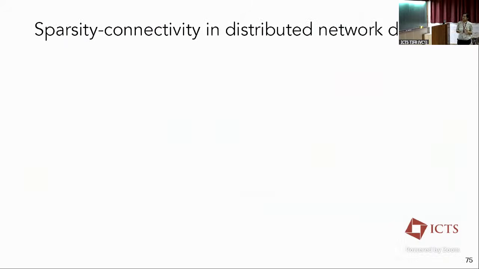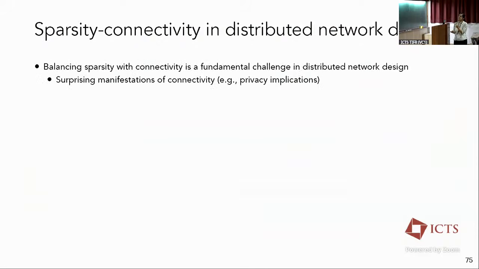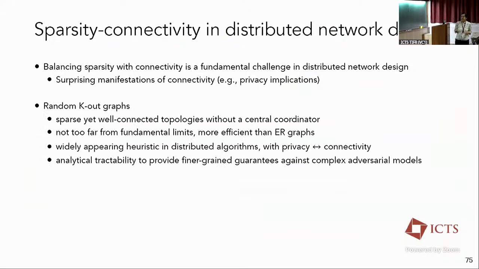Okay, so I will summarize this, but I really want to take some time to think about some problems that are really important in a practical context. Just to summarize, what I talked about and hopefully motivated enough is distributed network design. Balancing sparsity with connectivity is pretty important. There are obvious implications like being able to communicate and some indirect implications like privacy mechanisms.